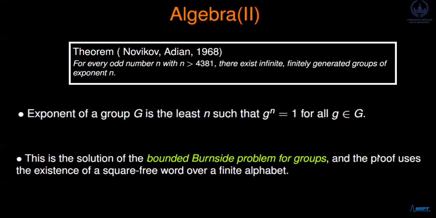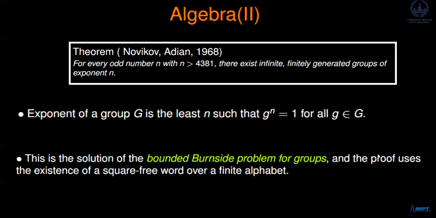The exponent of a group G is the smallest number n such that for every element g in G, raising g to the power n results in the identity element e. Mathematically, we express this as g^n = 1 for all g in the group. This is a key concept in group theory, as it helps us understand the structure and behavior of groups with respect to repeated operations.